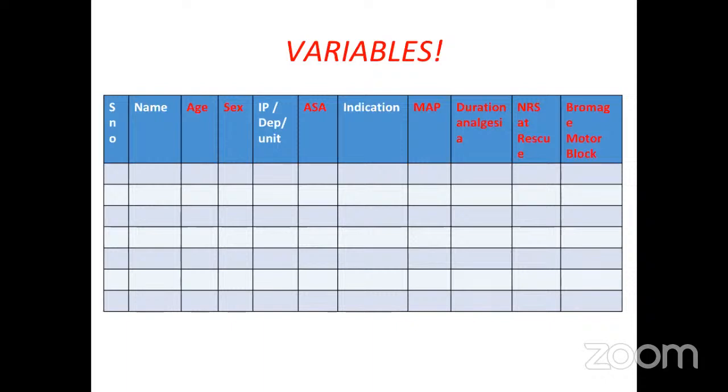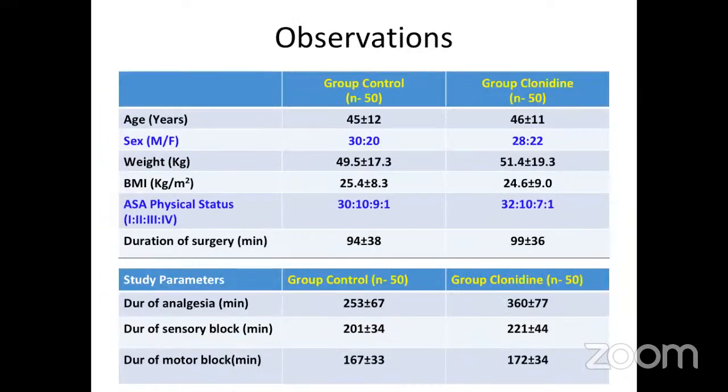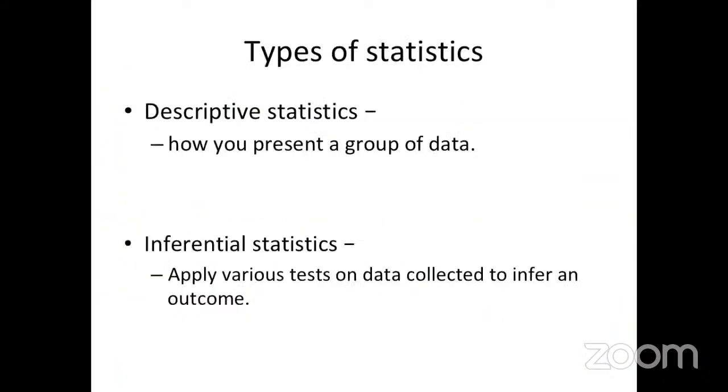This is known as data cleaning, and then you classify them. You describe them in the form of groups, because you cannot describe the entire mass of the chart. So you describe them in terms of certain numbers or measures. That is known as descriptive statistics. And once you describe them, you apply various statistical tests to get a valid outcome or inference.